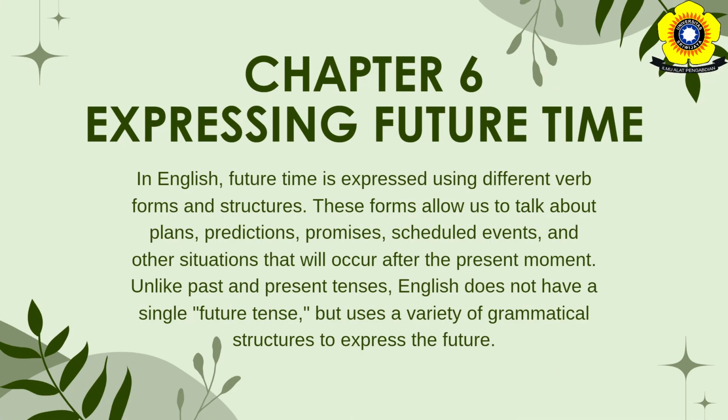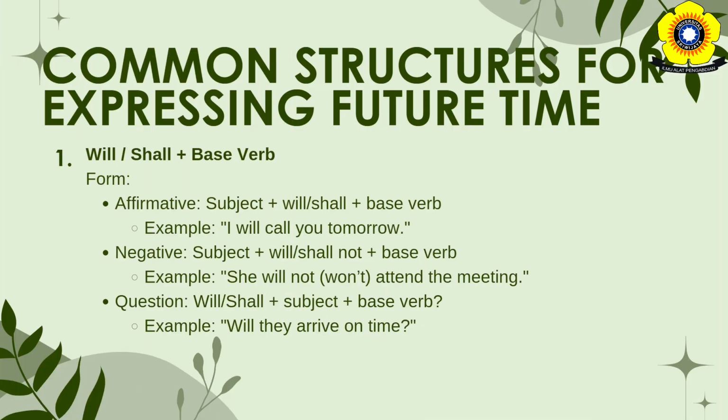Okay, now for chapter 6, expressing future time. In English, future time is expressed using different verbs, forms, and structures. These forms allow us to talk about plans, predictions, promises, scheduled events, and other situations that will occur after the present moment. Unlike past and present tenses, English does not have a single future tense, but uses a variety of grammatical structures to express the future.